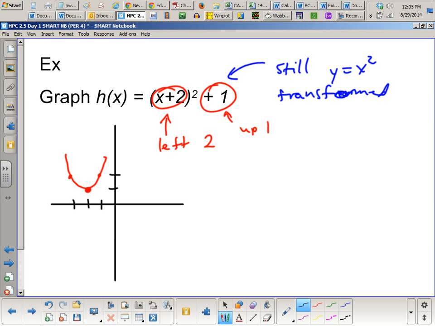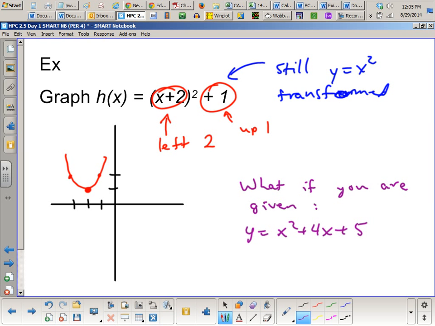Okay, let's see. What if a person gave you this problem? So what if you are given y equals x squared plus 4x plus 5? What do you do with that? Can you still do this method? What do you guys think the shifts are on this graph here? Could you factor it and then?